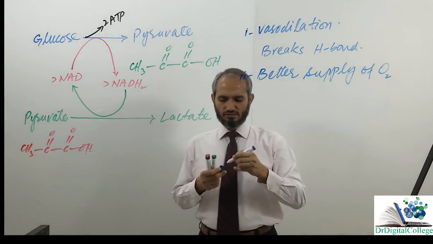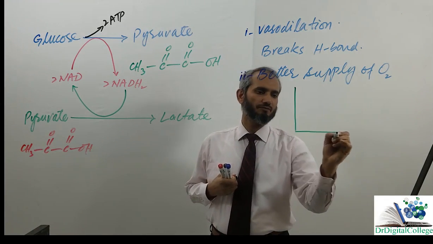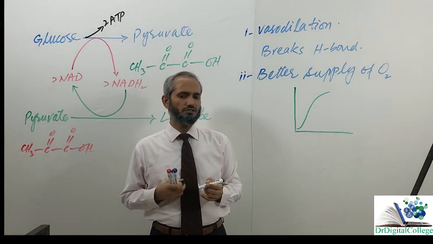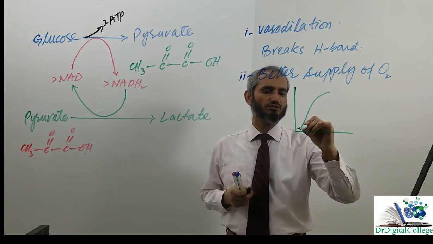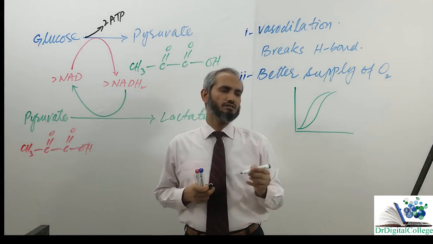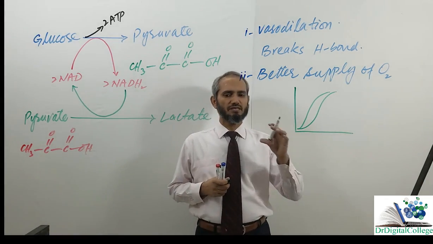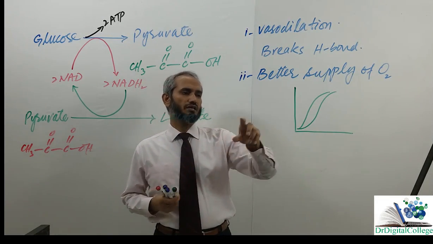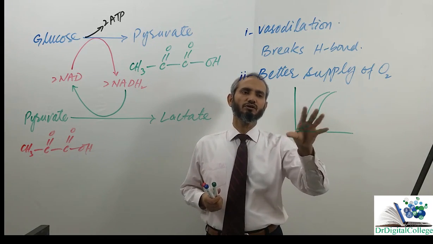Lactate causes a right shift of the oxygen dissociation curve. This is the oxygen dissociation curve in normal condition. If there is some acidic condition in the blood, the oxygen dissociation curve is shifted towards the right. This means the release of oxygen from the hemoglobin becomes easier when the blood is more acidic. So lactate is causing acidity in the blood, and the release of oxygen from the hemoglobin becomes easier.